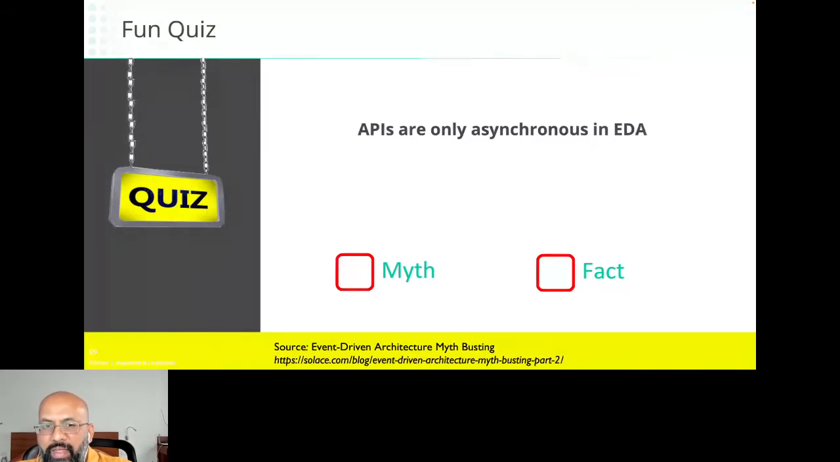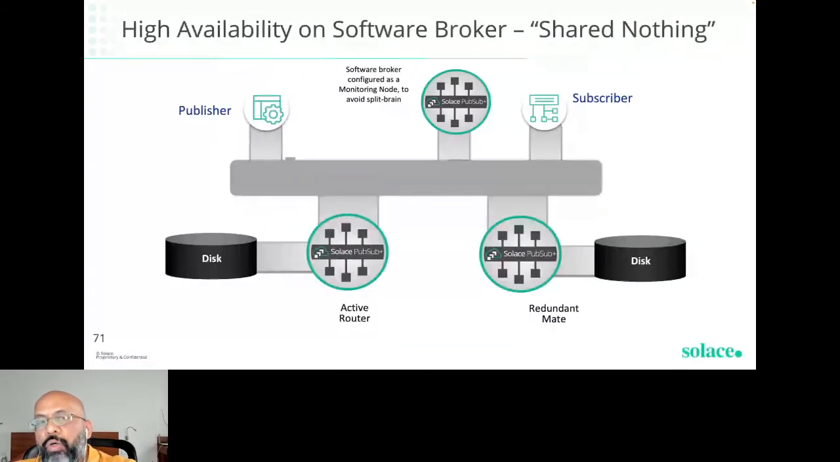Nice. Yes, it is a myth, right? You can have both synchronous and asynchronous. I'll try to cover the synchronous aspect. So we're not just talking about the broker. There are also all the typical nuances, enterprise requirements, right? High availability, failover, scalability, all those things come in.